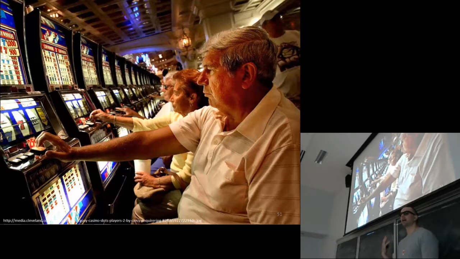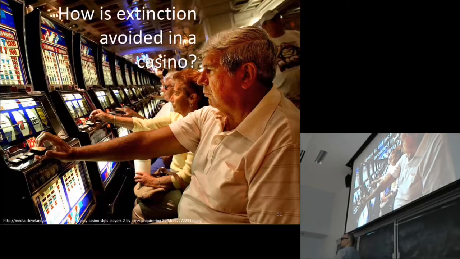So you remember that woman that lost $250,000. How is this extinction avoided in slot machines, in casinos? So any ideas what might be happening here?